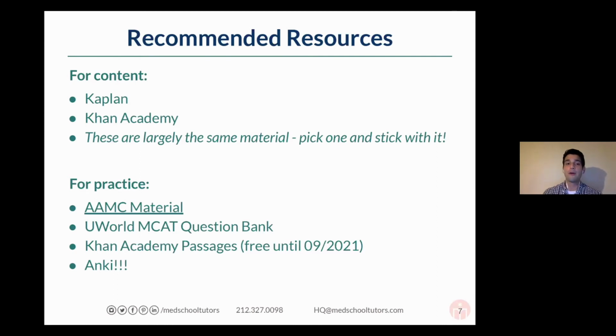But anyway, what I recommend for content review, based on my personal prep and my work with students, is the Kaplan resource set. This is what I recommend for all the top subjects on the MCAT. Maybe not so much CARS, but that's a different story. What I would say very particularly for the Psych Soc section is that Khan Academy really excels here.